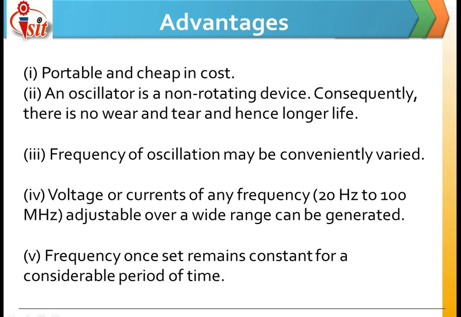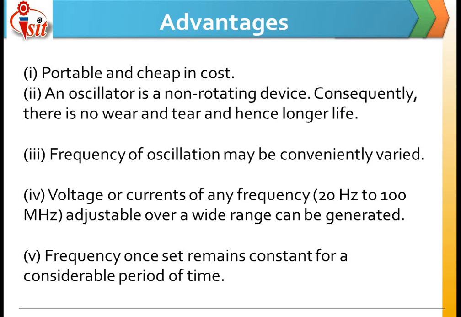Along with this, there are some advantages related to the oscillator circuit. For every oscillator circuit, whether LC, RC or unijunction, unijunction transistor oscillators also have the same advantages. Just see over here, it is portable and cheap in cost. Second, an oscillator is a non-rotating device, consequently there is no wear and tear, and hence a longer life. That means every oscillator has a long life duration.